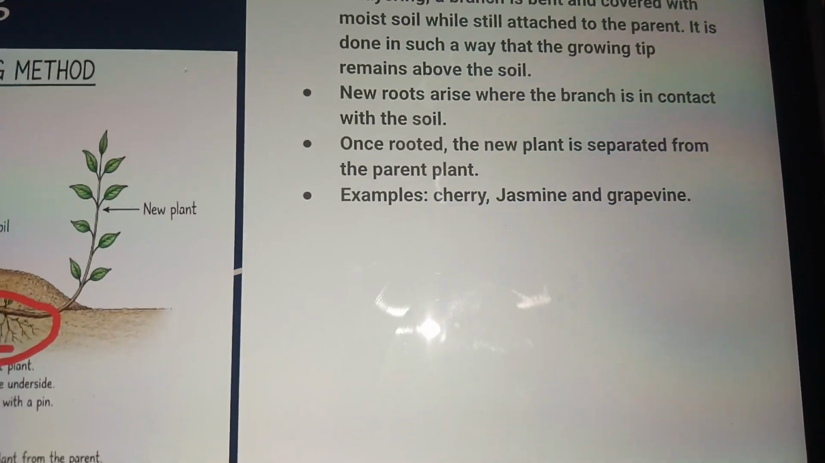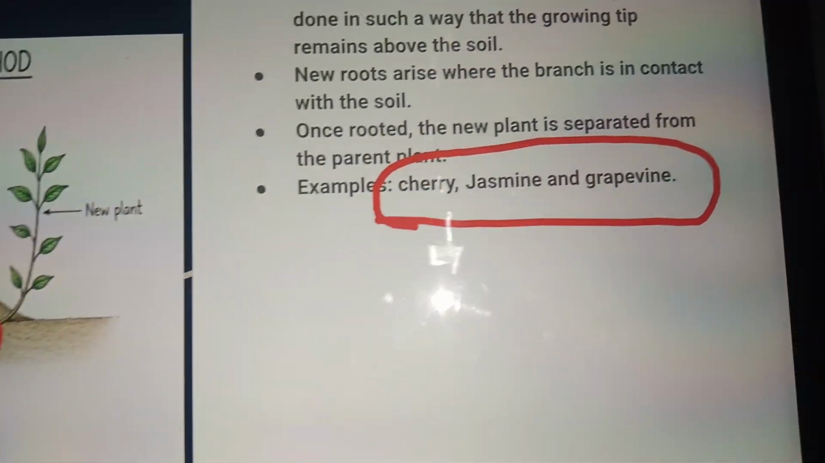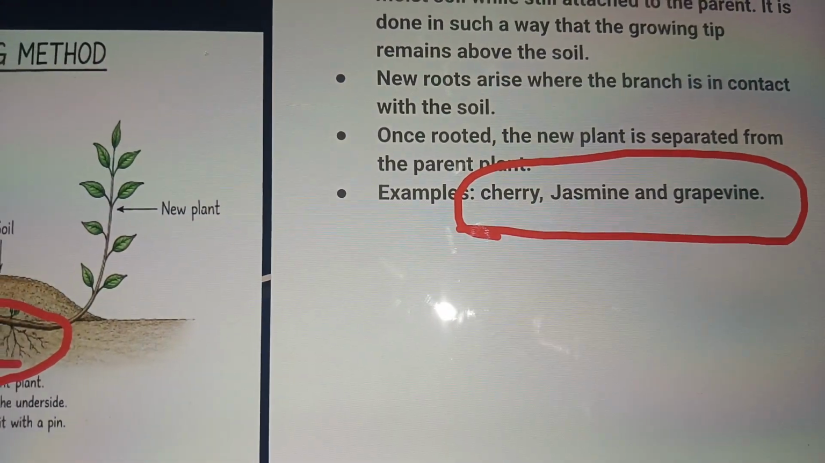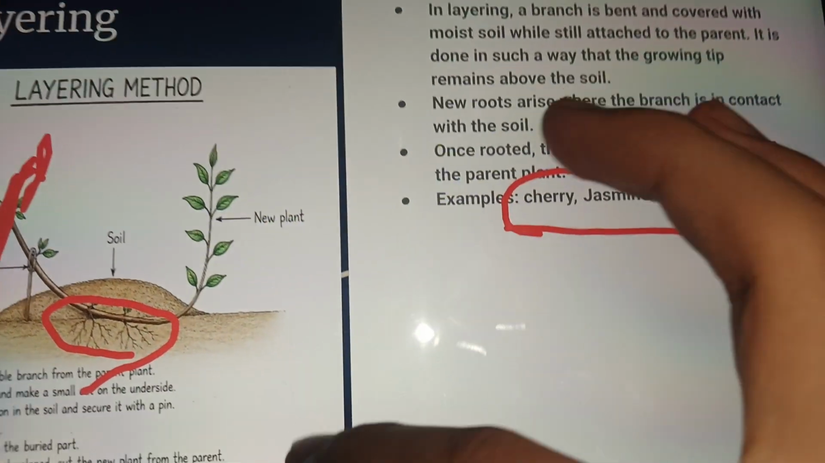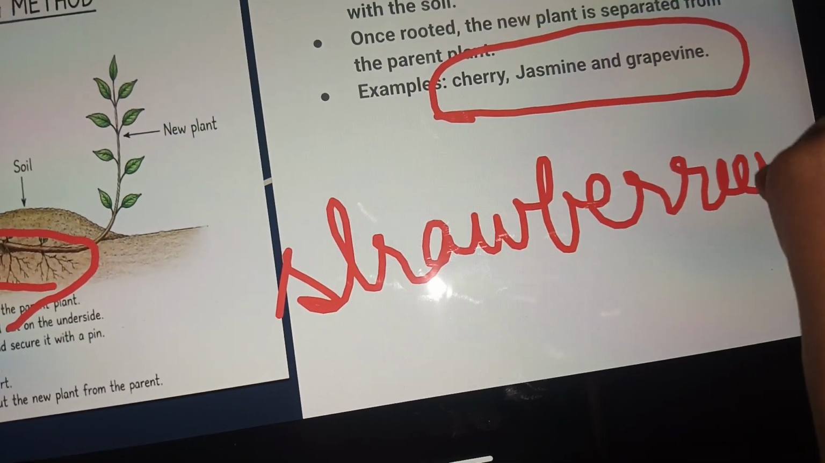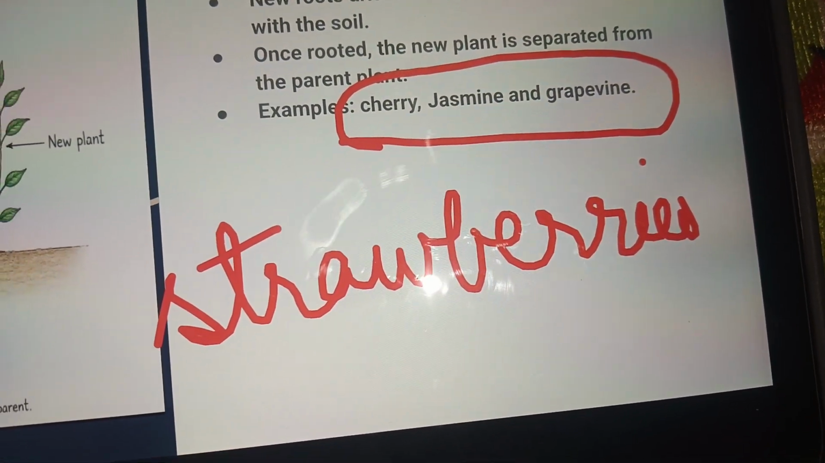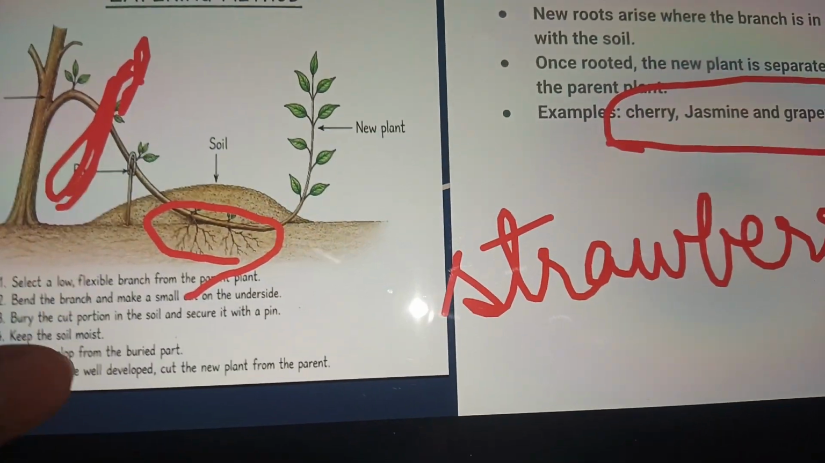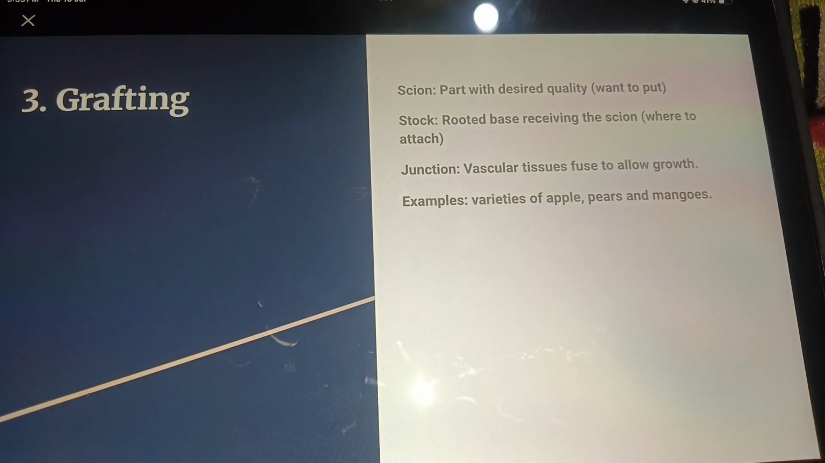What are a few examples of it? A few examples are cherry, jasmine and grapevine, as well as strawberries. Is that clear? Let's begin with the next, that is grafting.